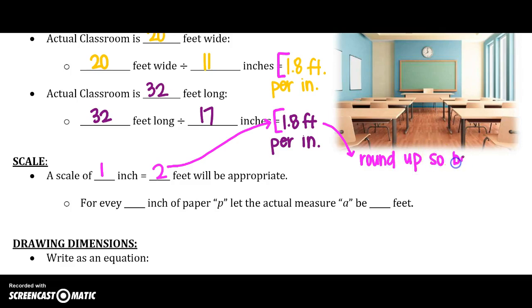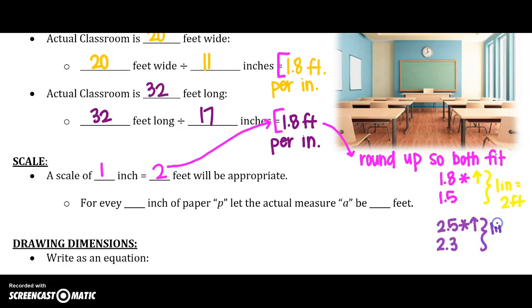So both fit on my paper. If one was 1.8 and one was 1.5, I'm going to use my bigger number just because I need both of them to fit. And then I'm going to round up because I don't want to think about 1.8 feet per inch. So I'm just going to make this scale be 1 inch equals 2 feet. If it was 2.5 and 2.3, I'm going to use my bigger number, so I can either keep it as 2.5 just because that's easy, but I would probably round up, so that would be 1 inch is to 3 feet, or whatever your units are. Those are just some examples.